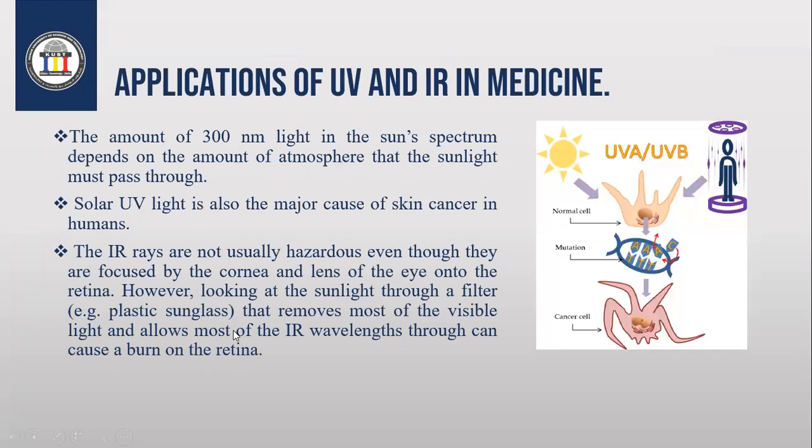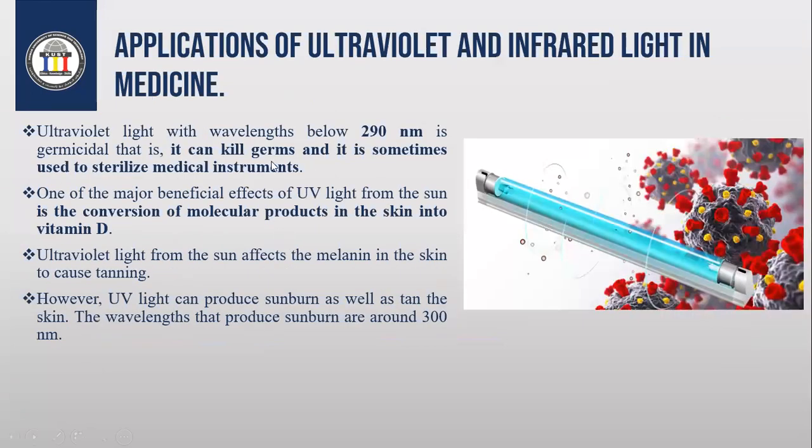The amount of 300 nanometer light in the sun spectrum depends on the amount of atmosphere the sunlight passes through. So you should avoid exposure to direct sun, because it can hurt you and may cause sunburn. Sometimes solar UV light is the major cause of skin cancer in humans. All right, so there are benefits.